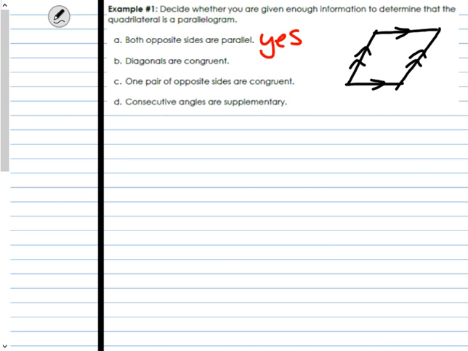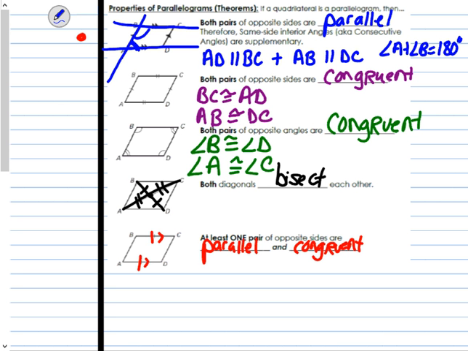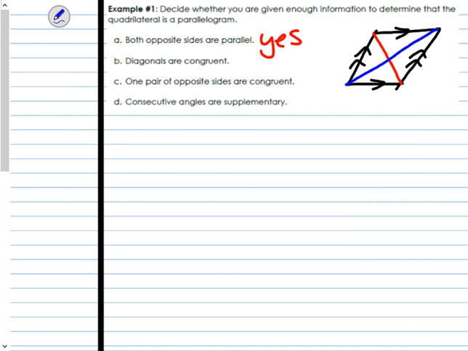The next one says that the diagonals are congruent, which means that the red line is equal to the blue line. Let's look back at our information about diagonals and see what it says. It just says that the diagonals bisect each other. They cut each other in half. It doesn't say anything about the diagonals being congruent. So I do not know.